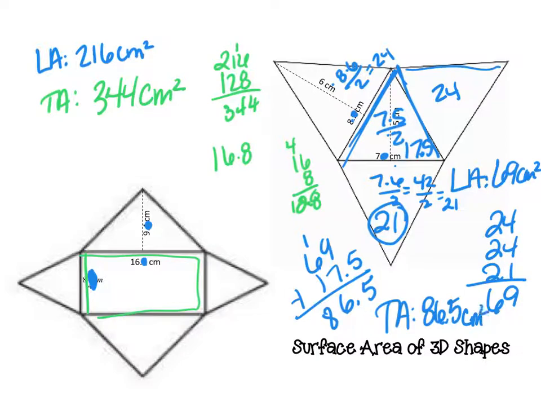Centimeters squared. Okay, so you should have lateral, remember, is your label, and total is all of it, okay? So make sure you have all of those numbers filled in. Go ahead and put that piece back into your foldable, okay?